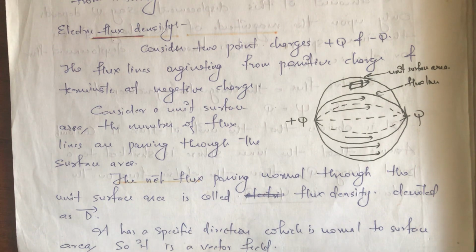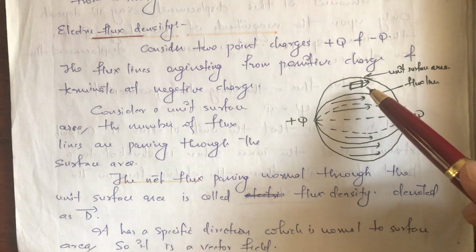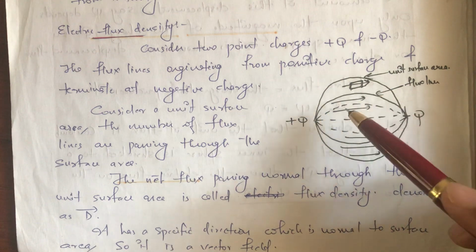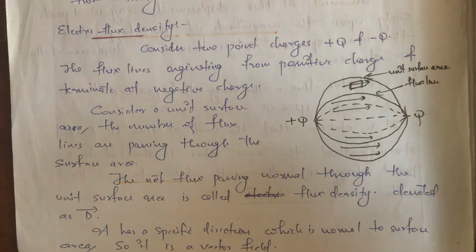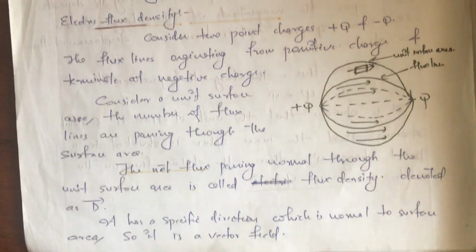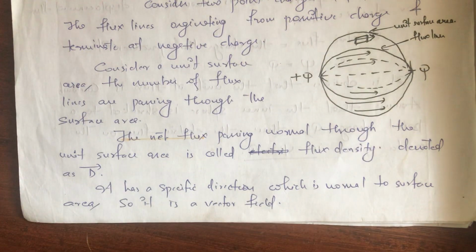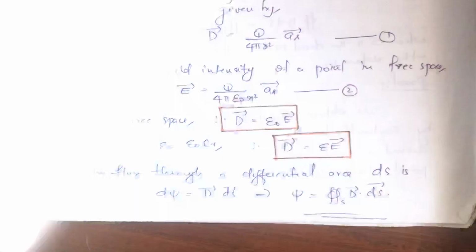Consider a unit surface area. The flux lines are passing through the unit surface area. The net flux passing normal to the unit surface area is called flux density. It is denoted as D, vector D. It has a specific direction, which is normal to the surface area. So it is a vector field.